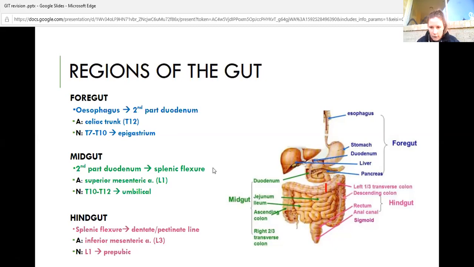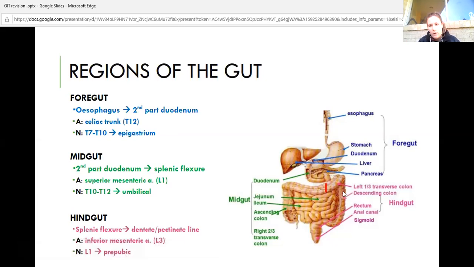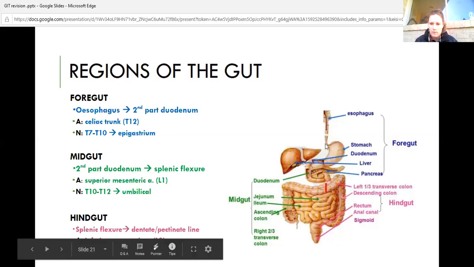So that's just a general overview. And important is to remember the transition zones. So the cap of the duodenum, and then sometimes it's referred to as the last third of the transverse colon or the splenic flexure, which is also where the vagus nerve transitions to being the parasympathetic supply to the pelvic splanchnic.